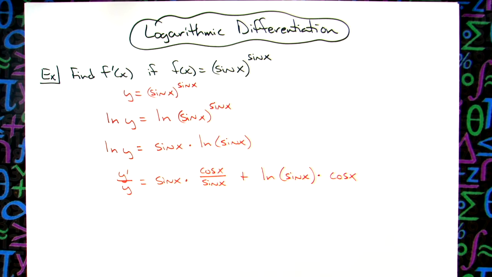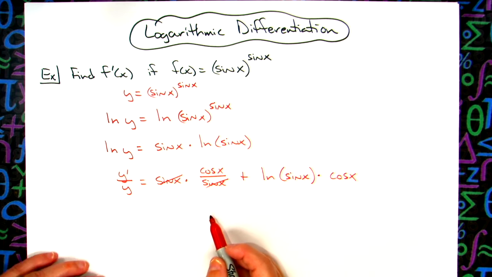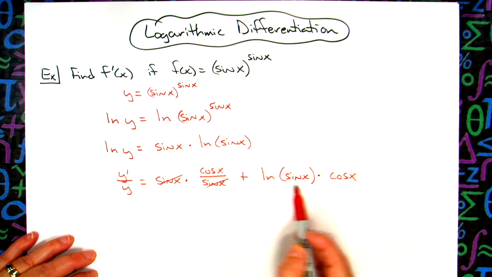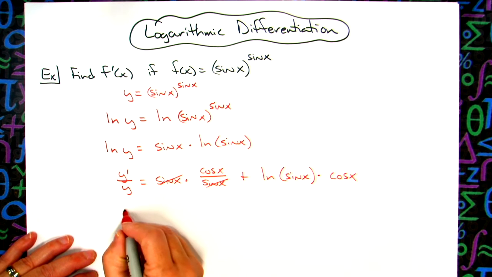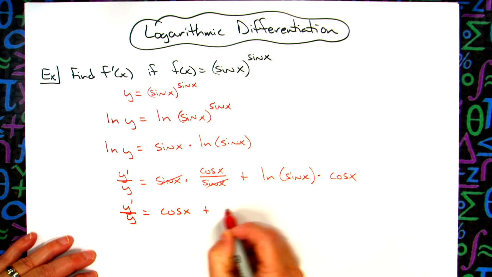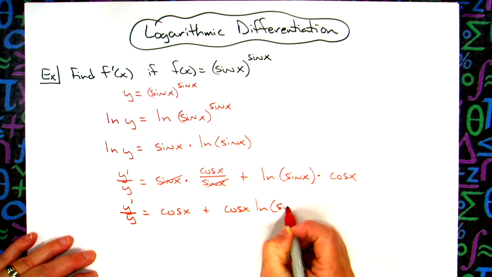At this point, we can do a little bit of simplifying. We've got a sine x on top and sine x on the bottom, so we can cross those out. I'm probably going to put this cosine in front just to clean it up so that we can clearly tell what we're taking the natural log of here. We're going to have y prime over y is equal to cosine x, plus cosine x natural log of that sine x.